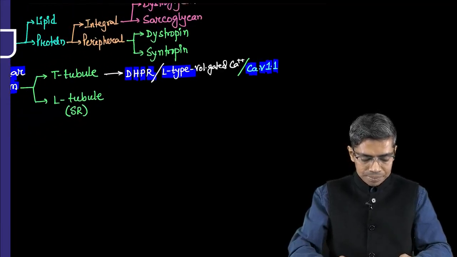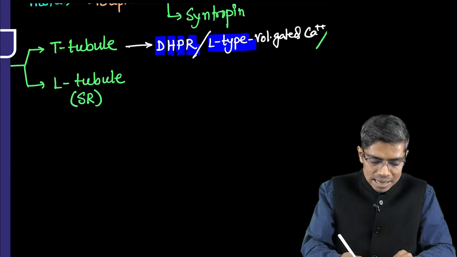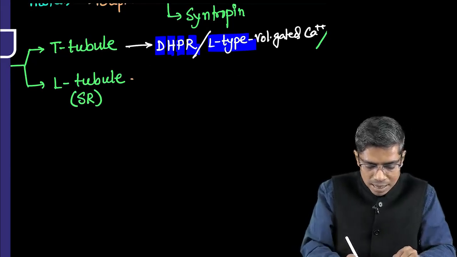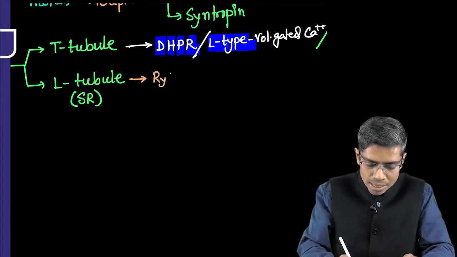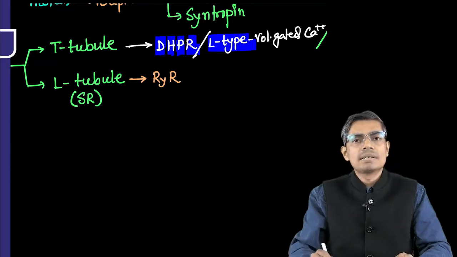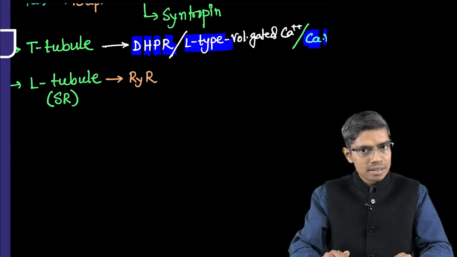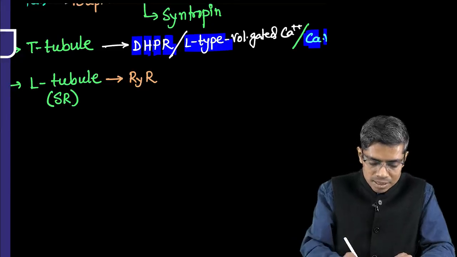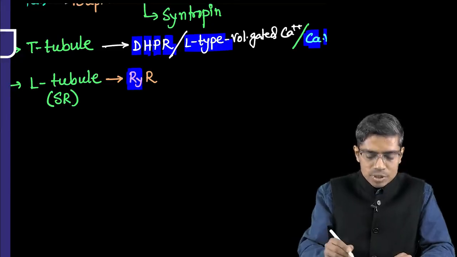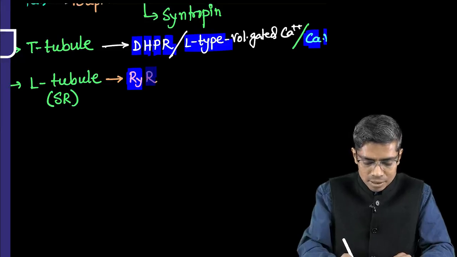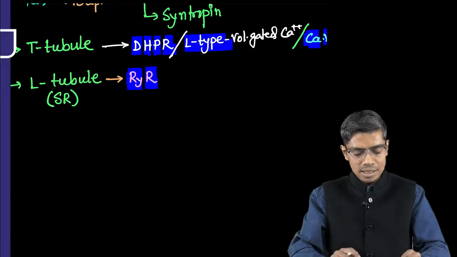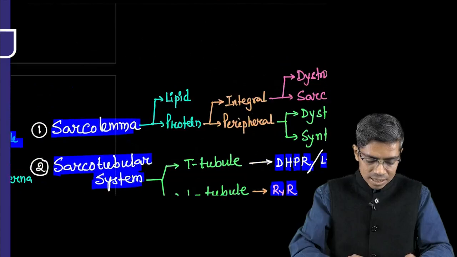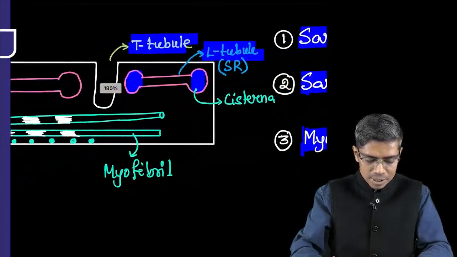On the other hand, the L tubules contain another calcium channel that is known as RYR, the ryanodine type of channel, the ryanodine receptor channel. All of you know that this channel is blocked by the ryanodine group of alkaloids. That's why this is known as the ryanodine receptor channel, which is known as the RYR channel. This RYR channel is particularly present at the level of the cisterna.